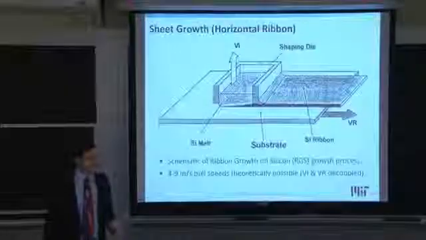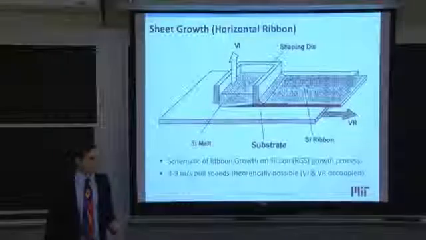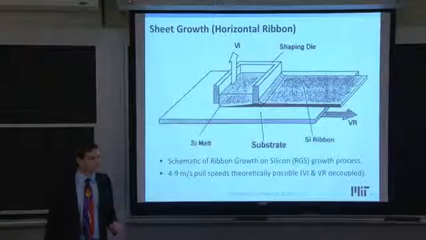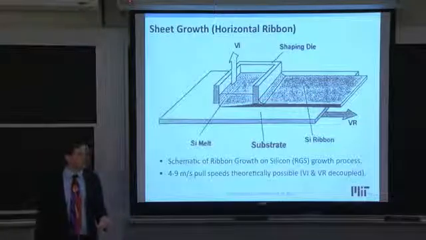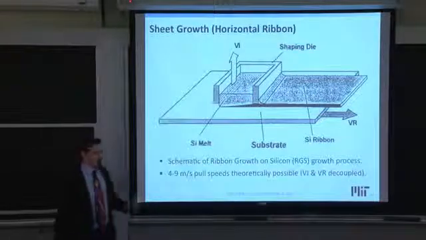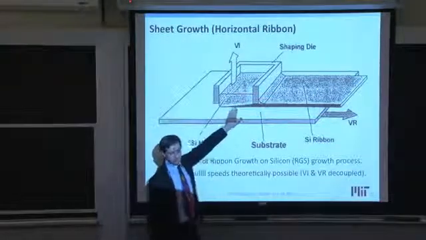Does pulling at a slower speed with the horizontal ribbon increase your quality by increasing your grain size? Or is it not really? If you're able to control the nucleation and growth process at the very beginning, theoretically that could be possible.